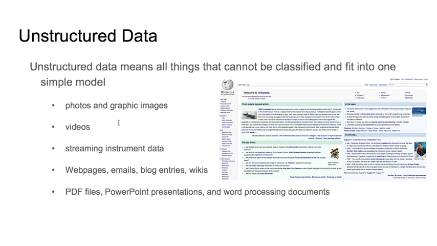And so photos, graphic images, videos, PDFs, emails, all those things tend to fall in unstructured data because the data is being generated, stored, but they are not going into specific data fields. Okay, so that's sort of the unstructured data.